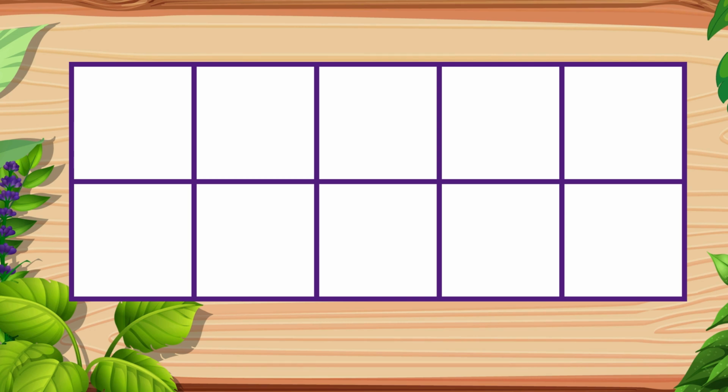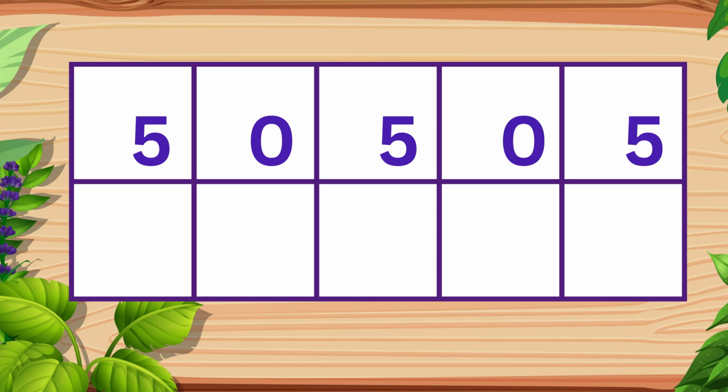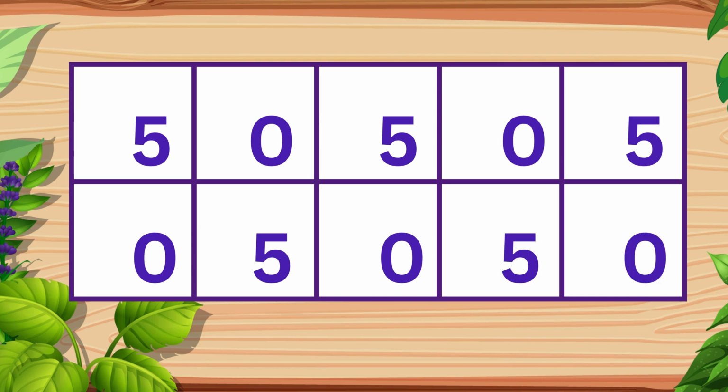Ready? First, let's fill in the ones' digits. In the top row of the grid, starting from the left and going across, write the numbers 5, 0, 5, 0, and 5. Then, in the next row below, write 0, 5, 0, 5, and 0.